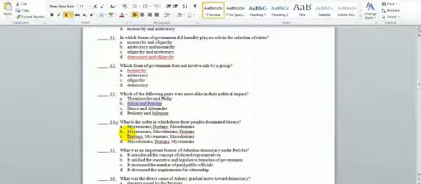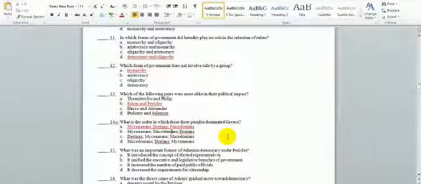Number 14. What is the order in which these three peoples dominated Greece? Mycenaeans, Dorians, and Macedonians. And by order it will be A, Mycenaeans, Dorians, and Macedonians, who controlled or ruled Greece.